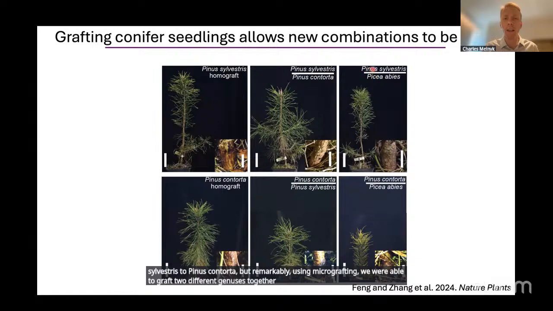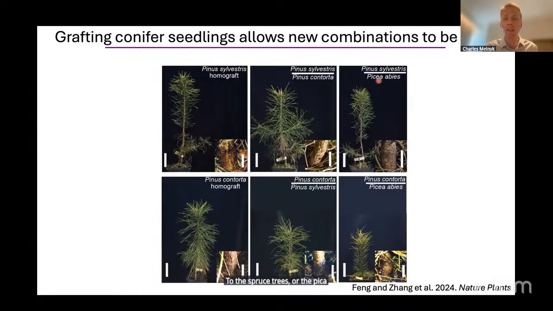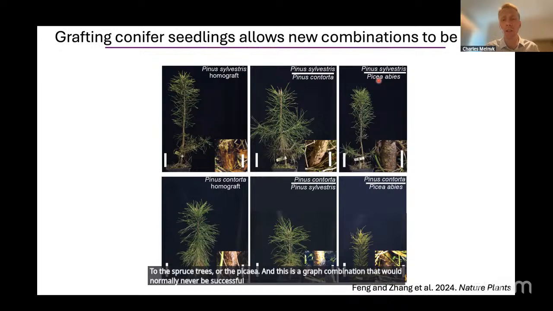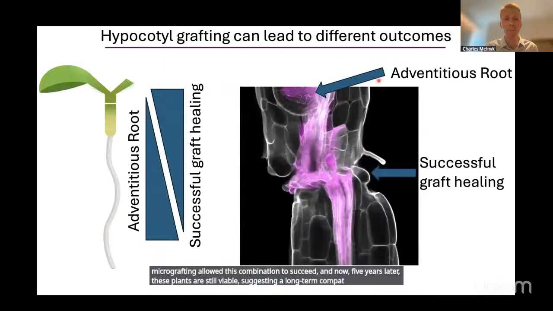So the Pinus, or the pines, were able to successfully graft to the spruce trees, or the Picea. And this is a graft combination that would normally never be successful using traditional grafting techniques, but micrografting allowed this combination to succeed. And now 5 years later, these plants are still viable, suggesting a long-term compatibility.